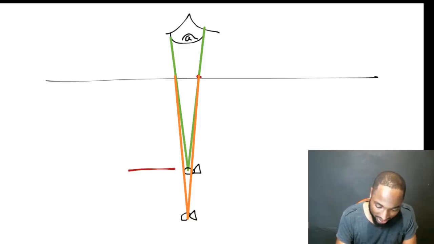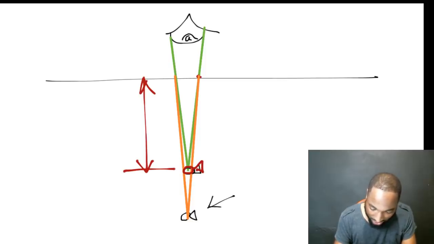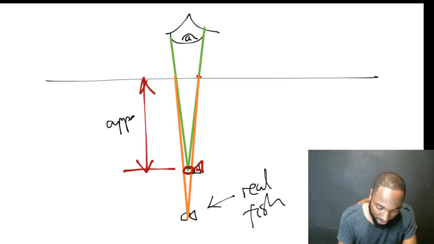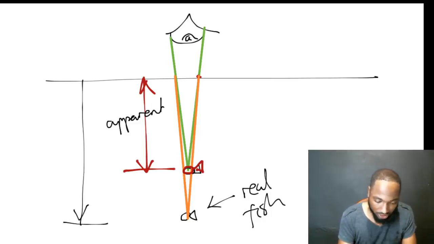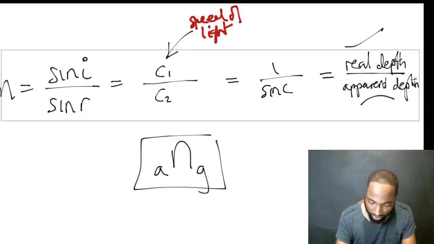This here is called your apparent depth, because this is a fake fish. This is not the fish. This is the real fish down here. The real fish. They are fake fish here. So this is the apparent depth, and this going down here is the real depth. If you're given the refractive index, you know what to do. Bam. Real depth over apparent depth. You're good to go.